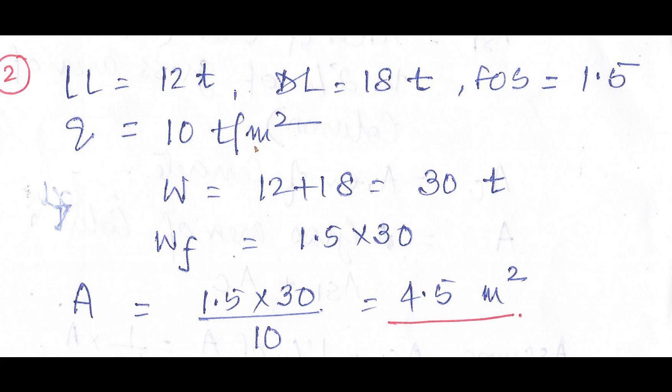What will be the factored load? Factored load will be FOS into W, that is 1.5 into 30. So what will be the area of the footing? The area of the footing will be WF by q, that is the factored load divided by the soil bearing capacity. So 1.5 into 30 divided by 10 gives us 4.5 meter square. As you have seen in the last problem, they asked for the side of the footing, but here they have asked only for the area of the footing.